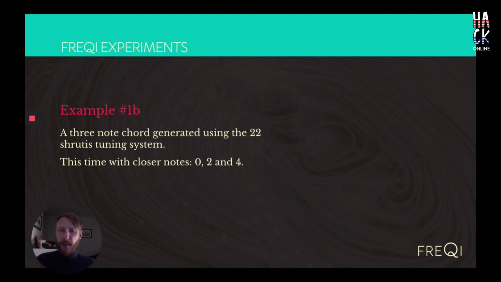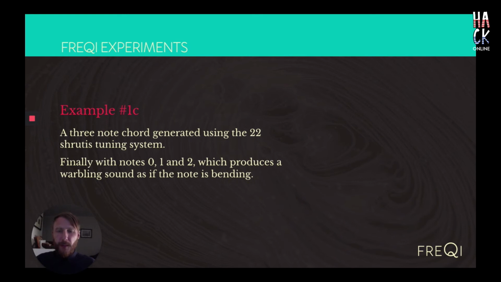Okay, so this example is basically the same thing. It's another 3-note chord, but I've just moved one of the notes a bit closer. So now it's 0, 2, and 4. And you can hear that sounds even less harmonious, but again, really interesting. And then finally for this section, 3 notes again, this time 0, 1, and 2. So this is as close as these notes can get. And remember that there's 22 of them in an octave.